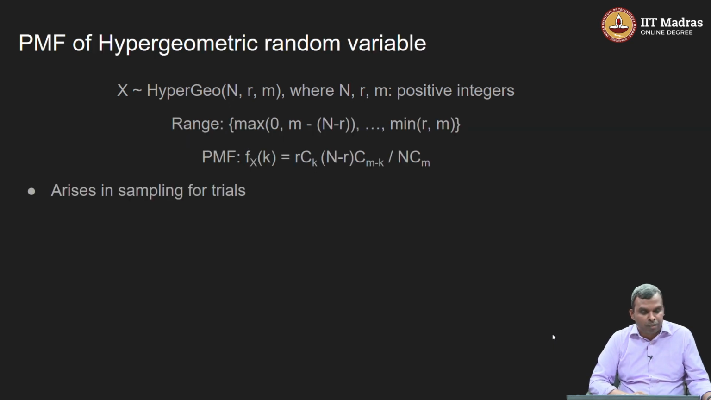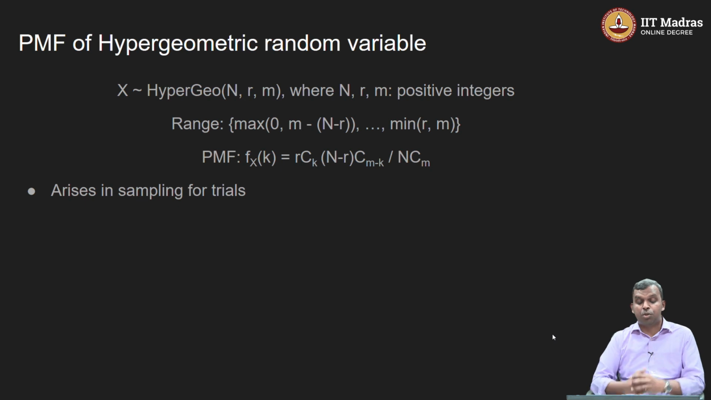Okay. So what about the PMF? The range was given to you. What is the PMF? Once again, I'll give you the formula. I'm not going to prove this formula for you, but you can see why this is true. You have a population of n, r of type 1, n minus r of type 2. I'm picking m. I want k of type 1. So what is the favorable case for me? r choose k times n minus r choose m minus k. That you divide by the total number of possibilities, n choose m. So that's the PMF for you.